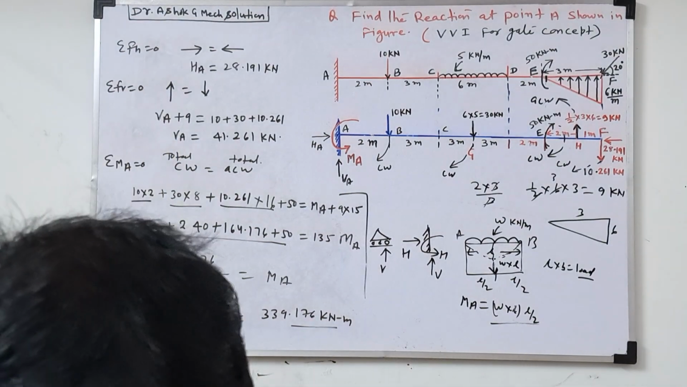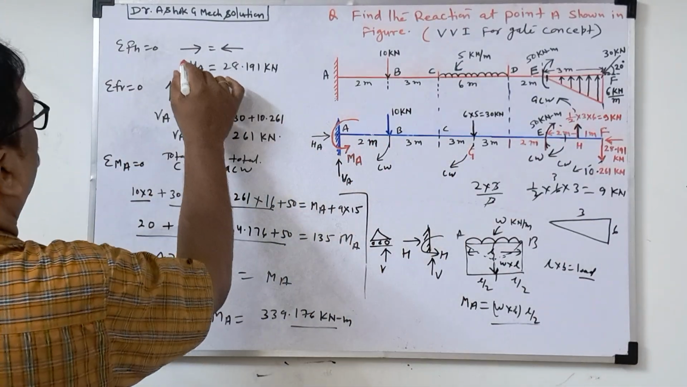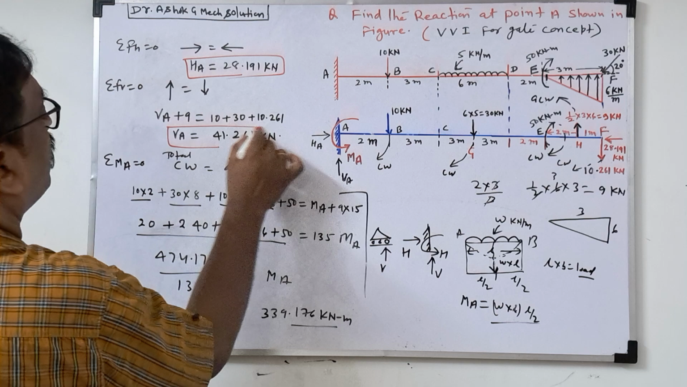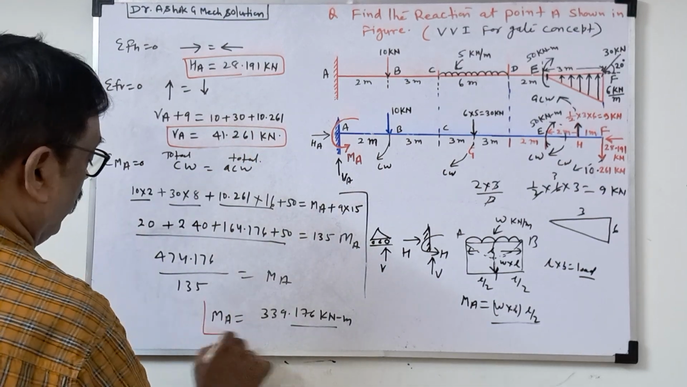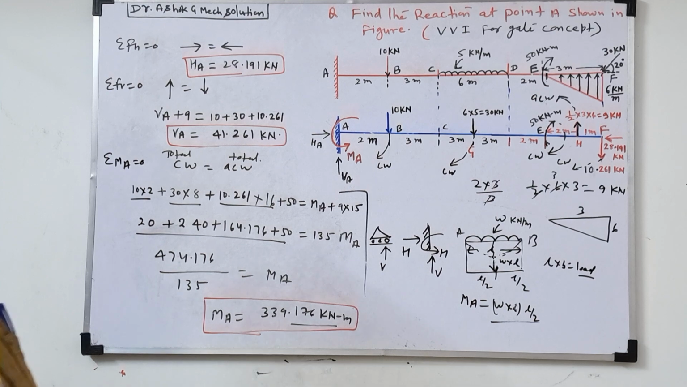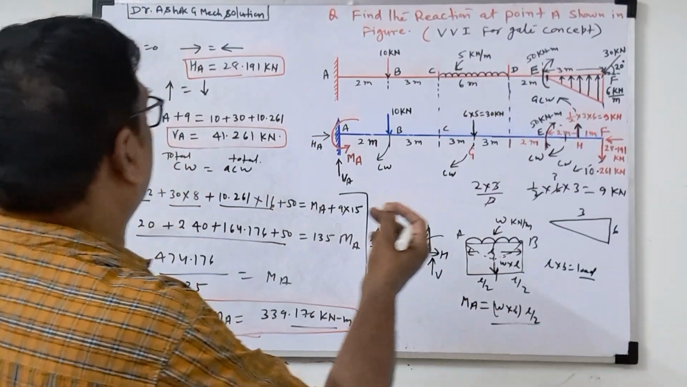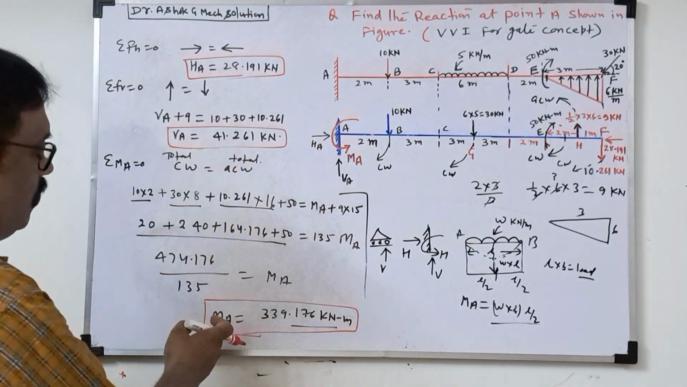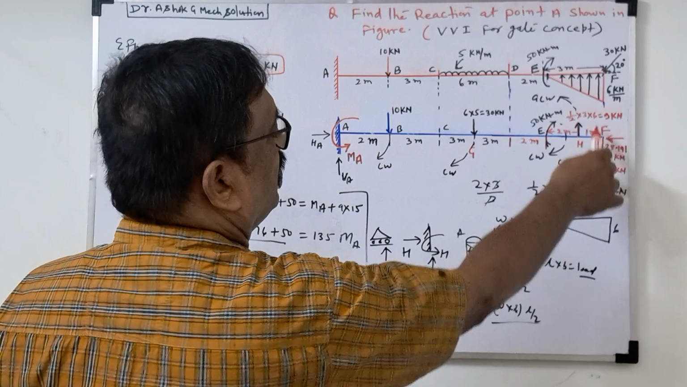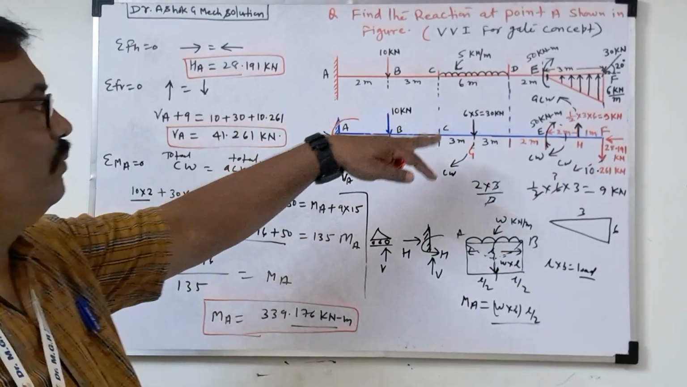So now look here. They're asking to find the reaction at point A. So the answer is HA, VA in kilonewton, and MA. Now everything is calculated. In a question like this they will give the full problem. It looks very complicated, but they will ask any one thing: what is HA, what is VA, or what is MA. What is the horizontal force here? What is the vertical force here? Lots of questions can arise from this.